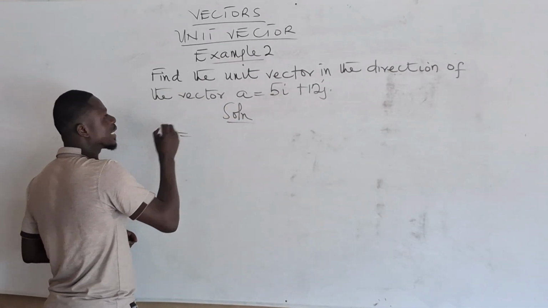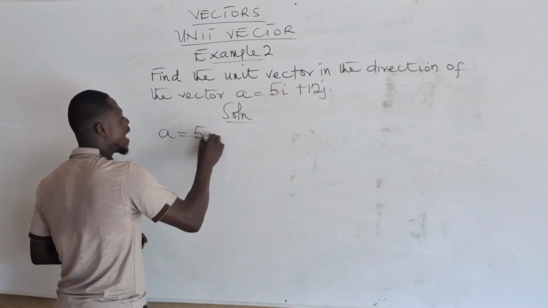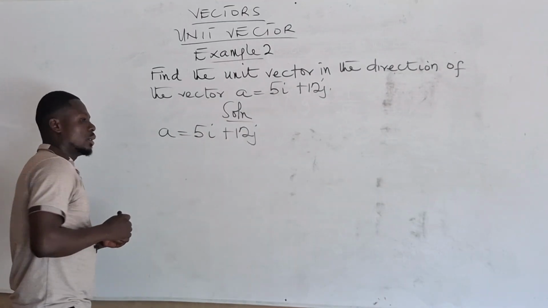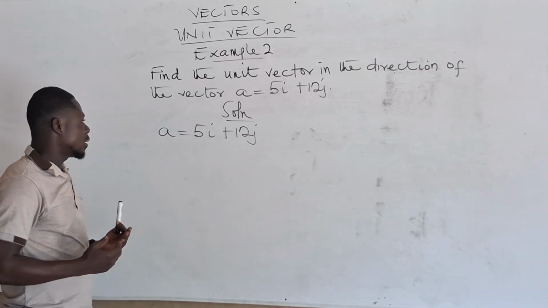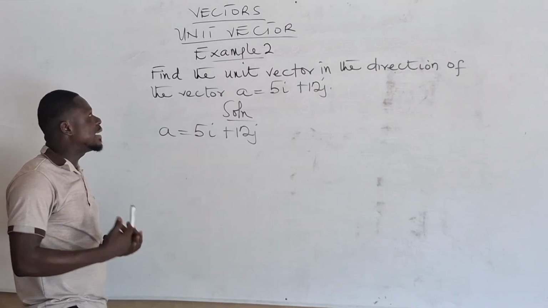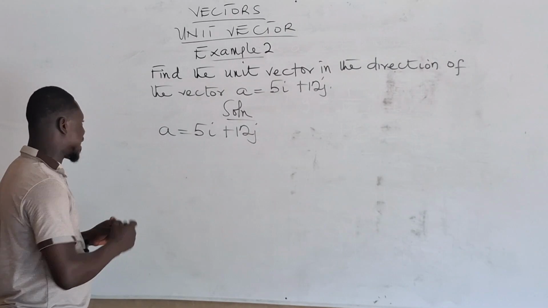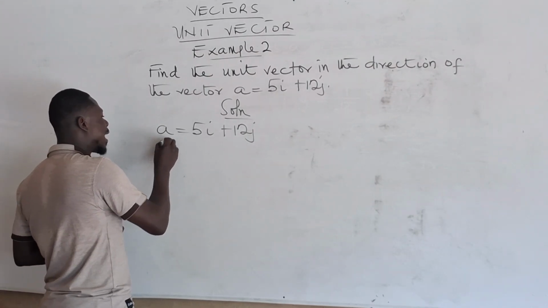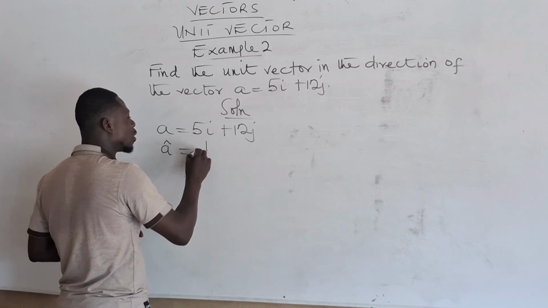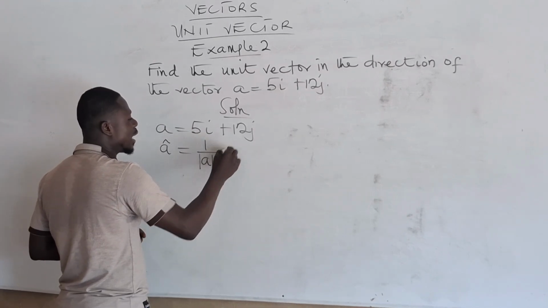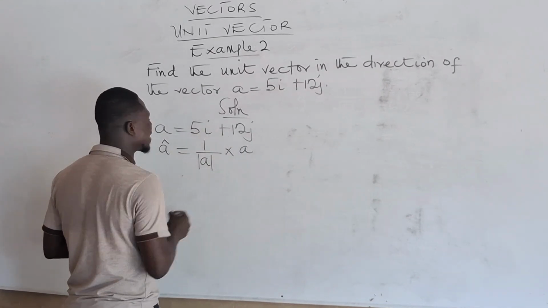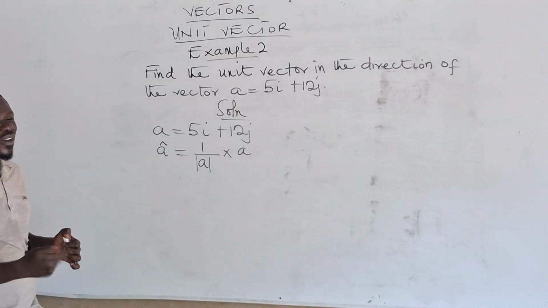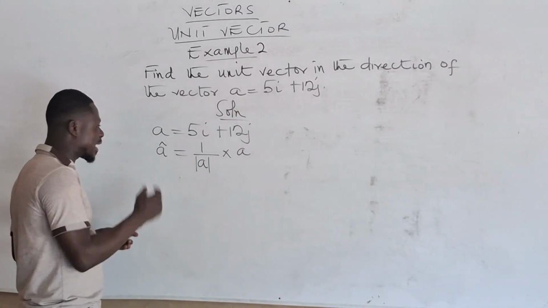Let's write the vector given first: 5i plus 12j. I said anytime you are being asked to find the unit vector of any given vector, the formula should be written down first. So A cap will be equal to 1 on the magnitude of A multiplying A itself. After this, we will move on to the finding of the magnitude of the vector given.